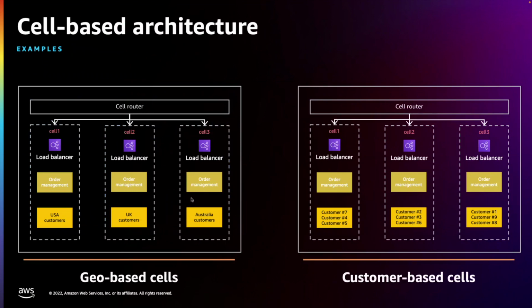Now, there are several ways you can partition. If you want to partition or segment based on geographical location, you can use geo-based cells. Or if you want to do it based on customer accounts, you can use some kind of hashing algorithm to map those accounts to specific cells for efficient allocation and utilization.